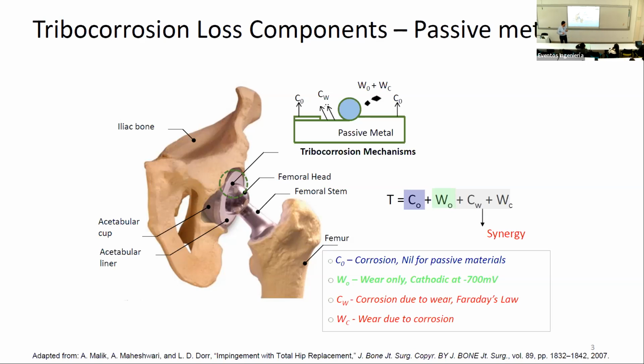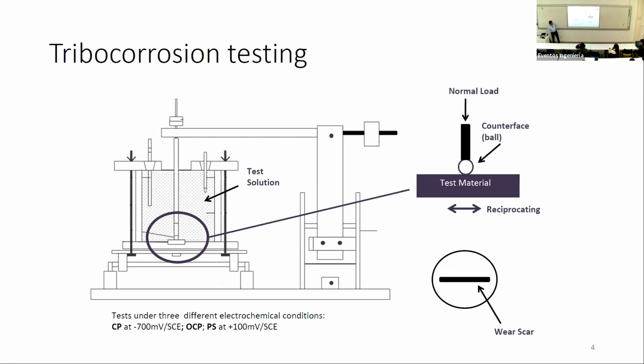And our idea is to try and mitigate these terms. So what I will be presenting here is some ways how we try to surface engineer this metal and some testing to try to determine these different components of the total material loss and see how beneficial these treatments are to mitigate such losses.